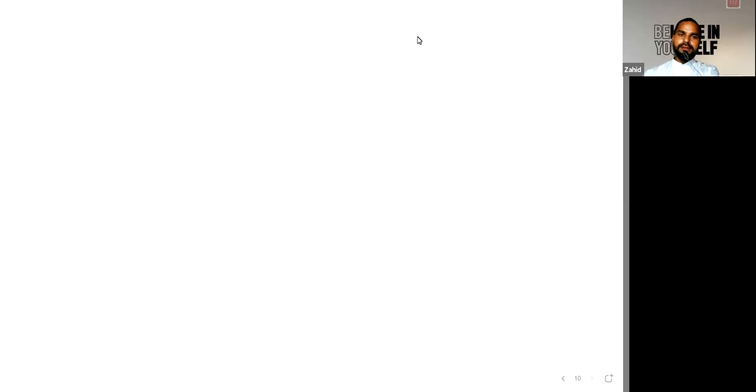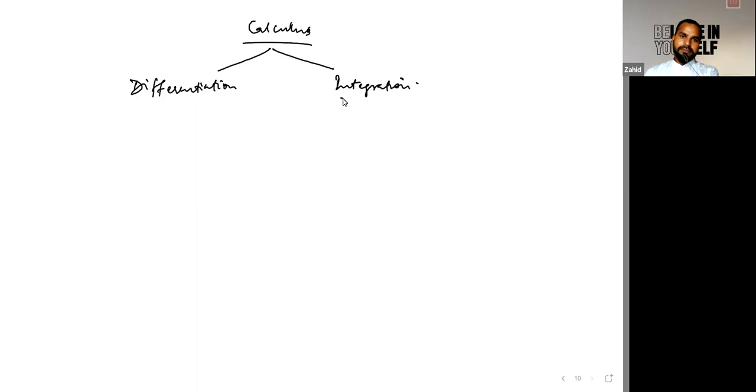We have just started calculus, in which we mainly have two different categories. The first is differentiation. What do we mean by differentiation? It is nothing but breaking down of a curve into infinitely small strips so that you get the slope, tangent, or equation of the tangent at a given point related to that particular curve.